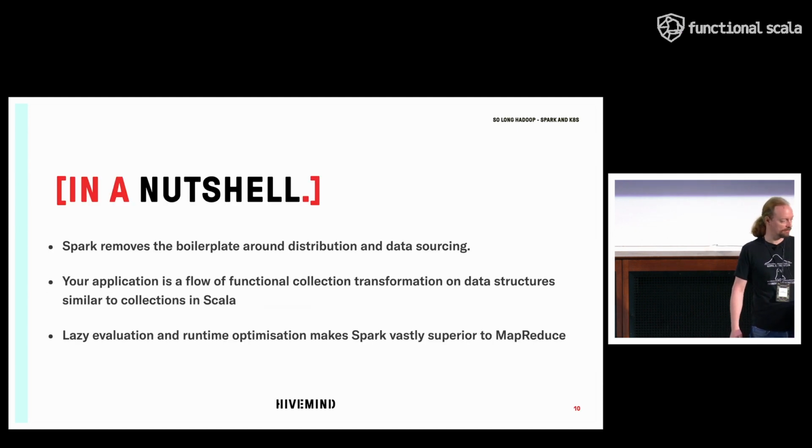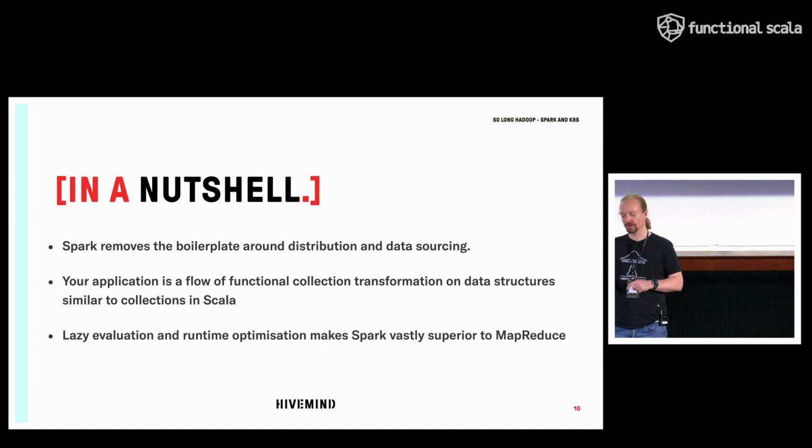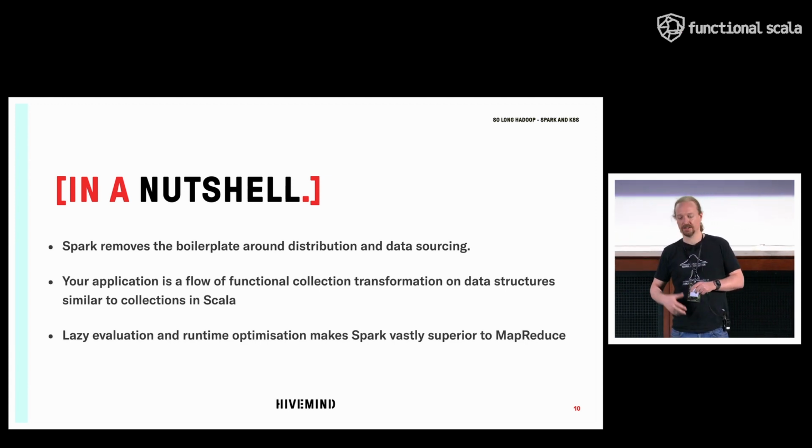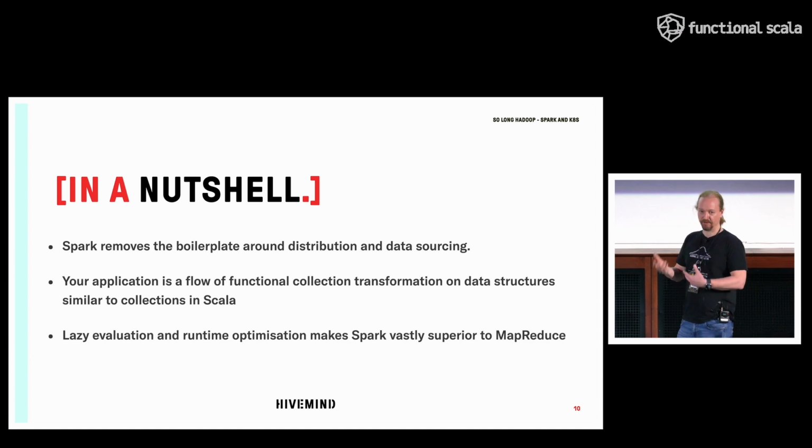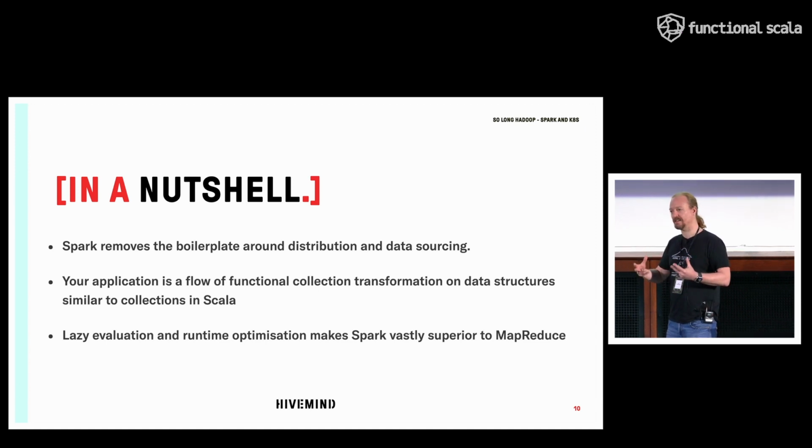So in a nutshell, Spark makes it very easy to work and reason about distribution and data sourcing. It just says, okay, these are the types of sources that I can use, like Cassandra, Kafka, S3 buckets, HDFS, even flat files. And I want to write them somewhere else. I want to do transformation. I want maybe to also apply and train machine learning models.